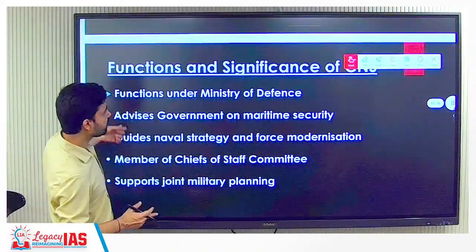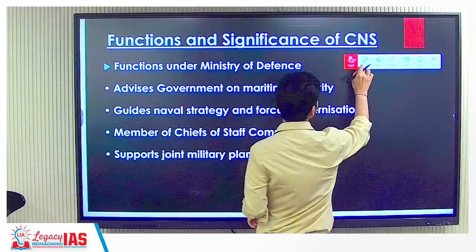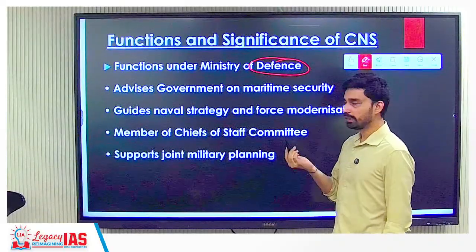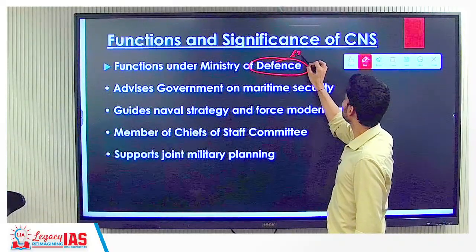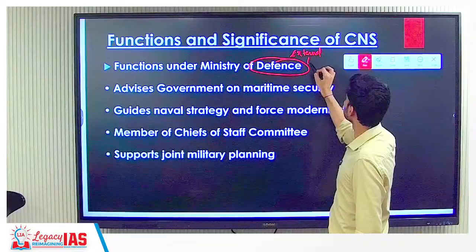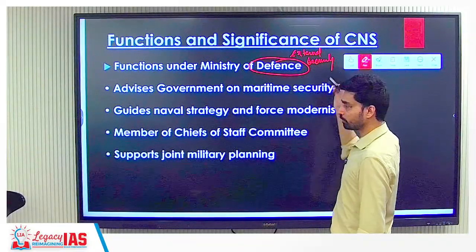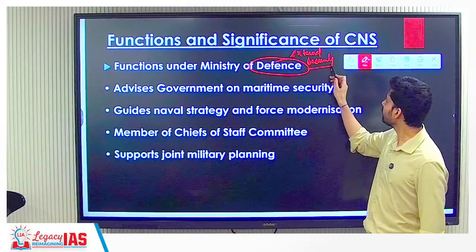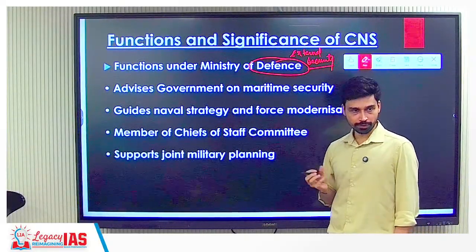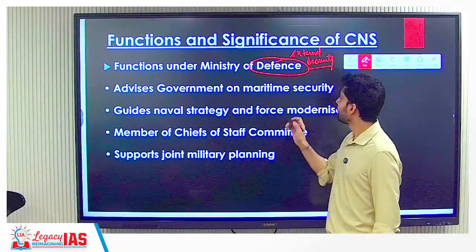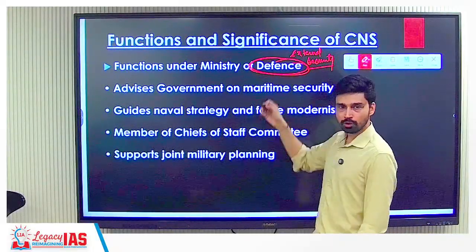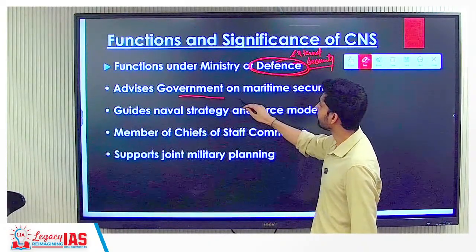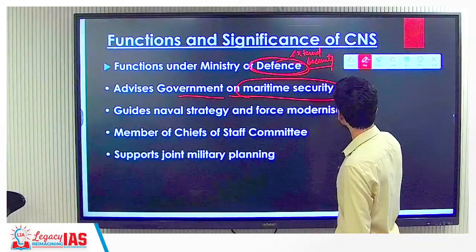Now functions and significance of CNS, again if you look, functions under, we know that military is under which ministry? Ministry of Defense, right? Because it tackles which kind of threat? You have two types of threat, internal security threat and external security threat. Internal security threat is tackled by Ministry of Home Affairs. Within that you have Central Armed Police Forces. External security threat is tackled by Ministry of Defense, where you have the three wings of military as such. So Army, Air Force and Navy. Advises government on maritime security.